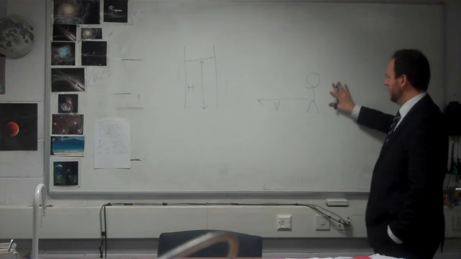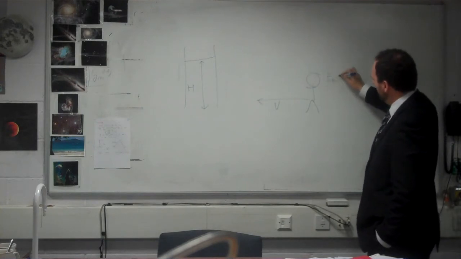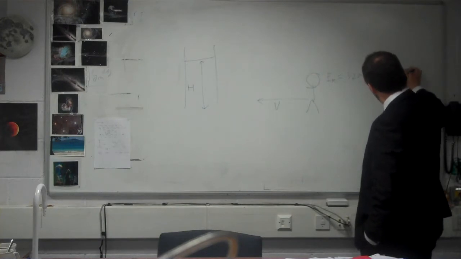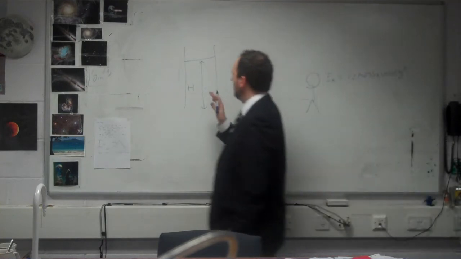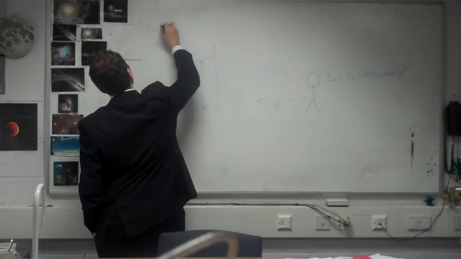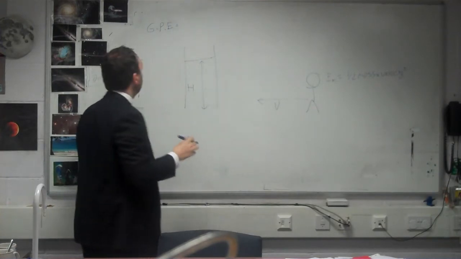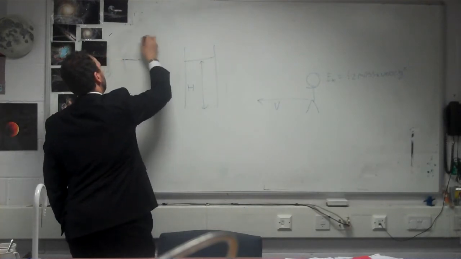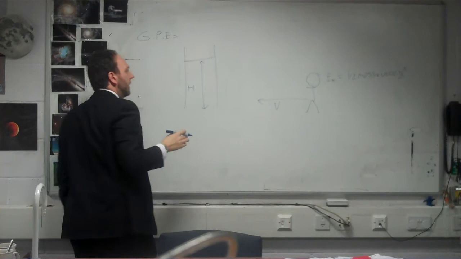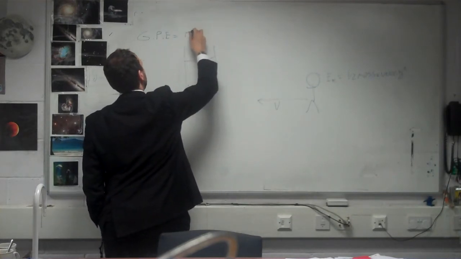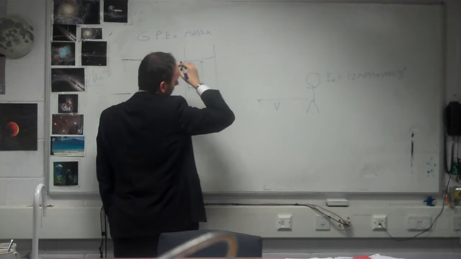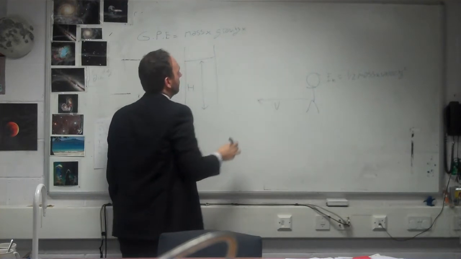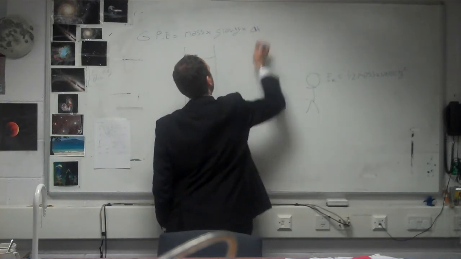If a pole vaulter is running, they are going to have kinetic energy, half mass times velocity squared. If they're jumping and jumping high, they're going to have gravitational potential energy, which from now on I'm going to call GPE. So a GPE is equal to how massive the pole vaulter is, times by the local strength of gravity, times by the increase in height.